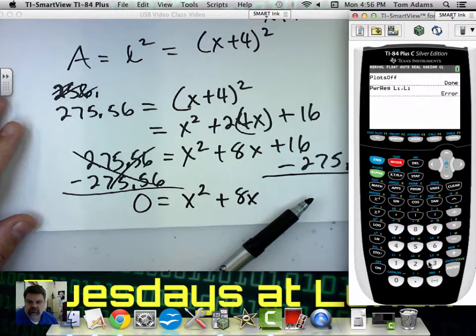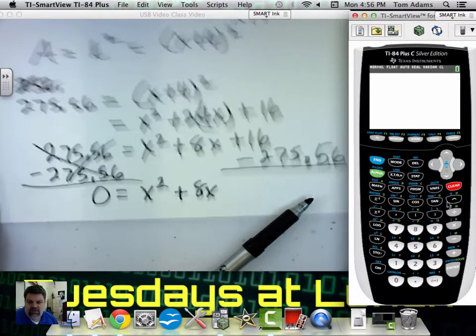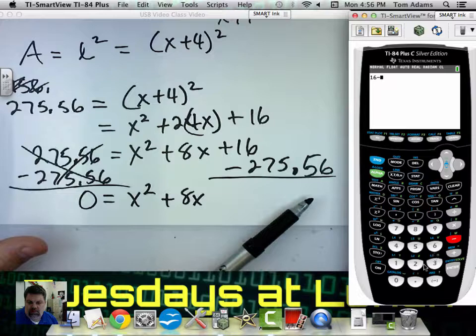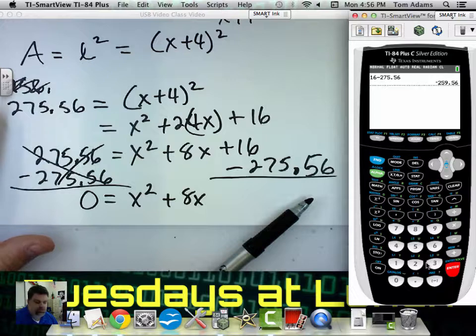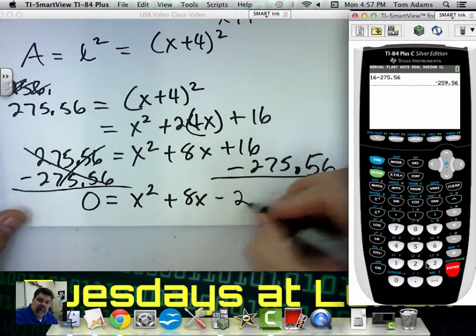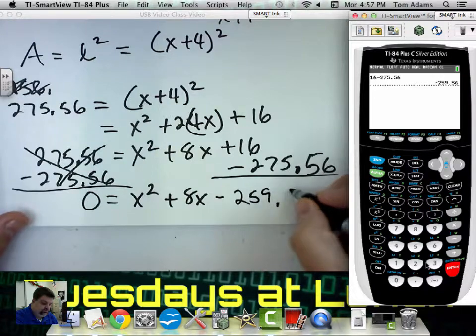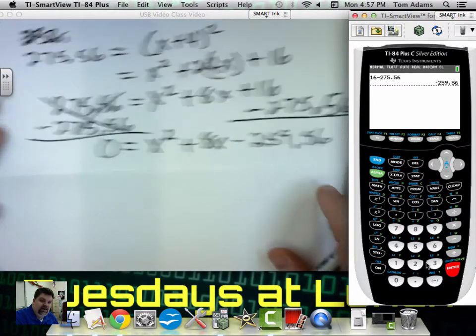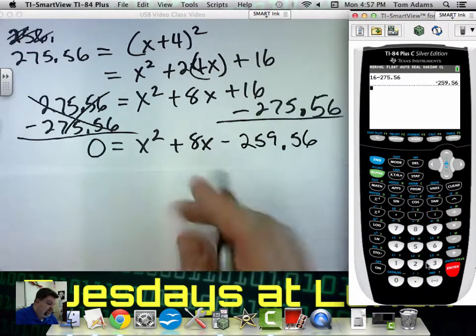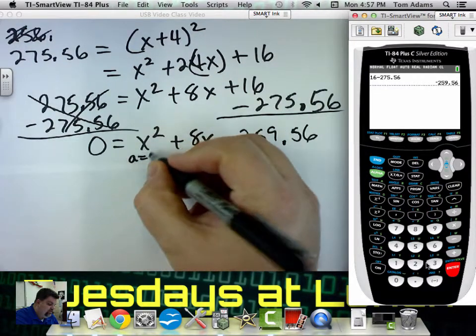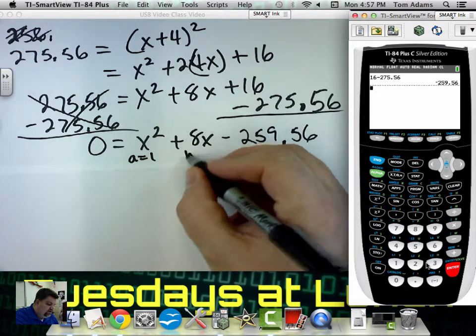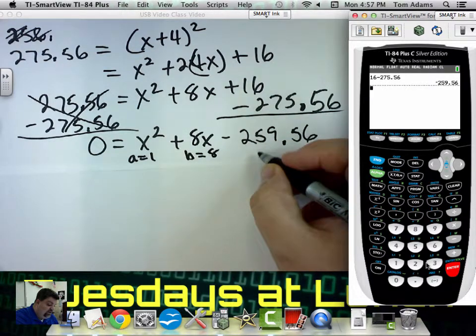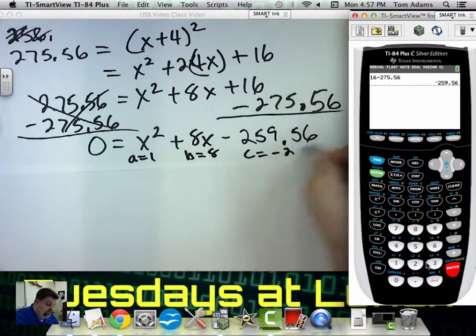16 minus 275.56 is equal to negative 259.56. Okay, well I need to know what x is. Now, clearly, I can't factor that. There's no way that I could factor that and make it work, so I'm going to have to use the quadratic formula, knowing that a is equal to 1, b is equal to 8, and, well, it's a little messy, but c is equal to negative 259.56.